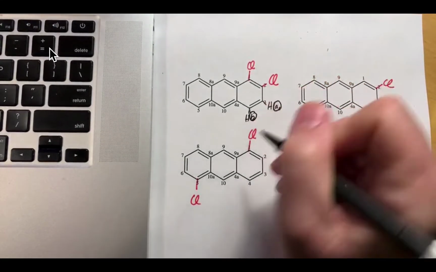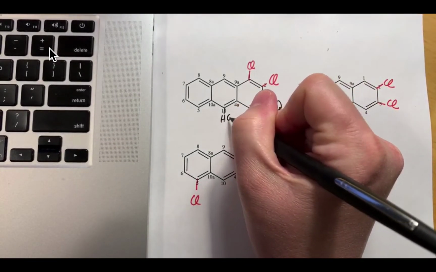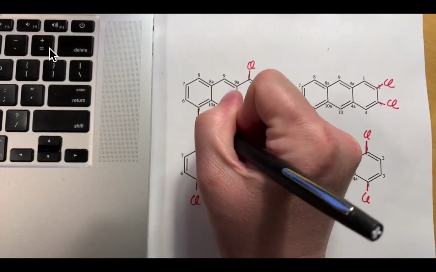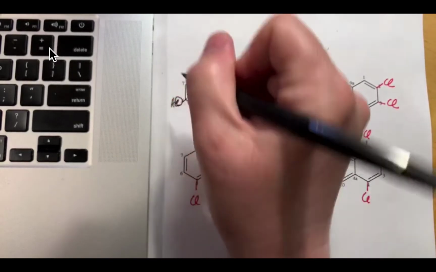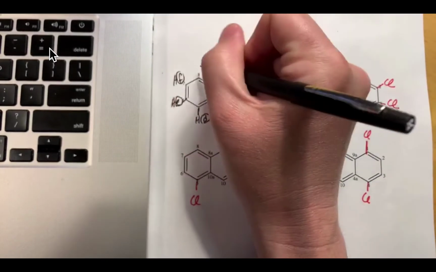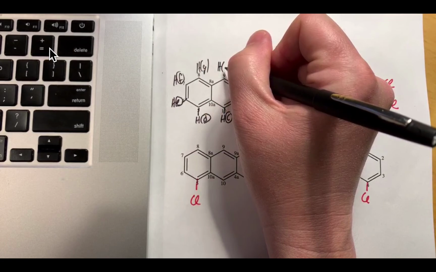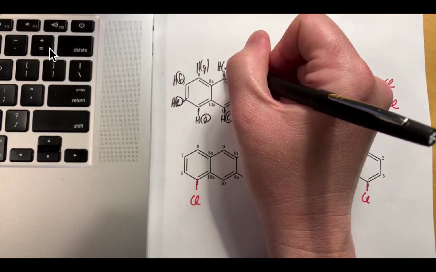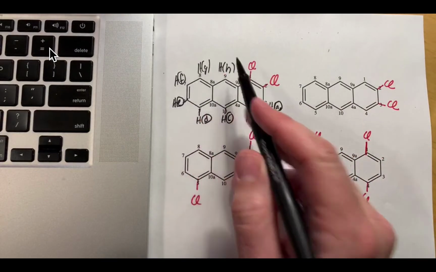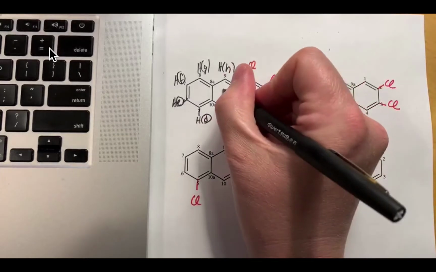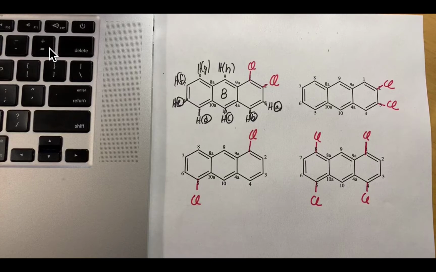So I'm going to go and put a label B here, and I can do this all the way around. This is a pretty low symmetry molecule, and so every one of those sites is going to be unique. Okay, so 1, 2, 3, 4, 5, 6, 7, 8. So there's 8 unique protons in that molecule.